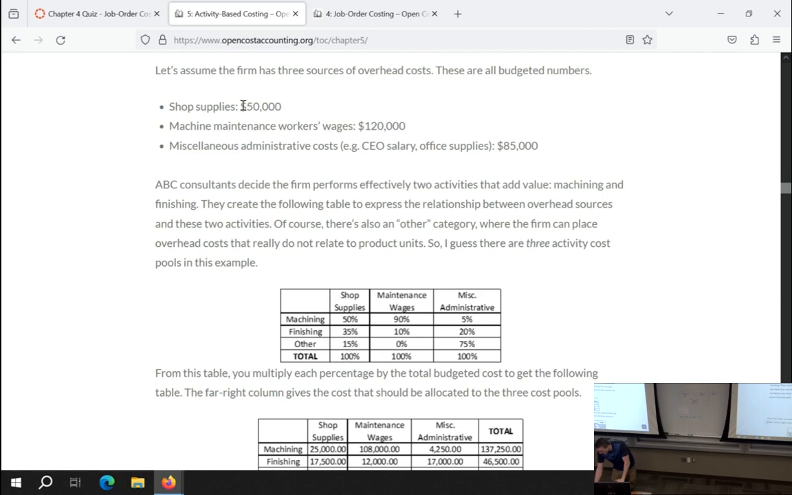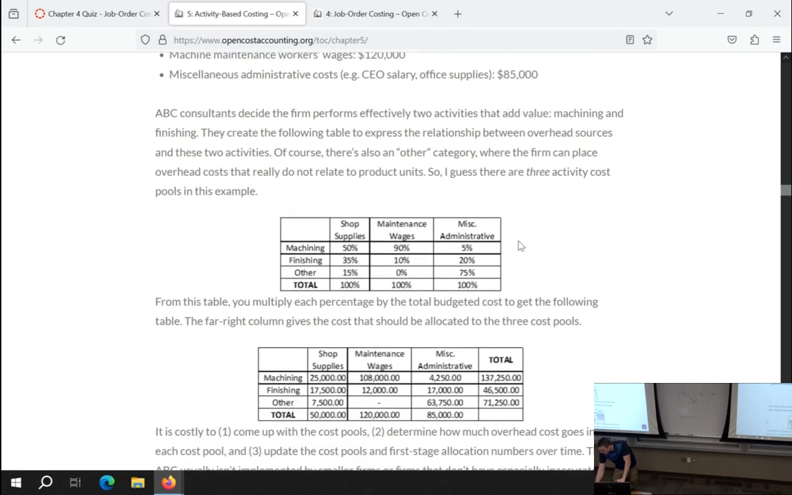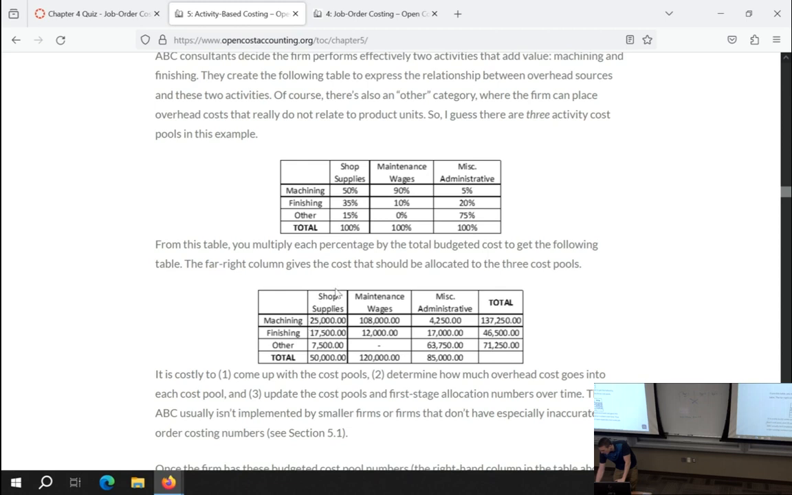We're trying to take this 50,000 and figure out the percent of it that goes across these different activities, so we have to fully allocate it. The other catch-all is what saves our bacon there, if you were worried about that. So then we can take these numbers right here, this 50,000, multiply it by these percentages, and we get these numbers right here.